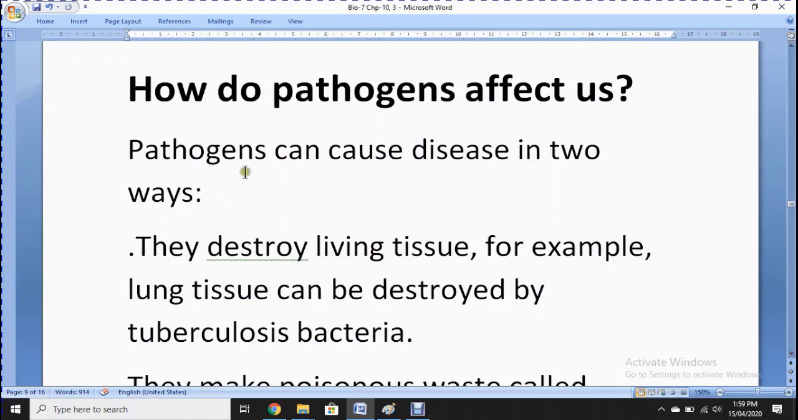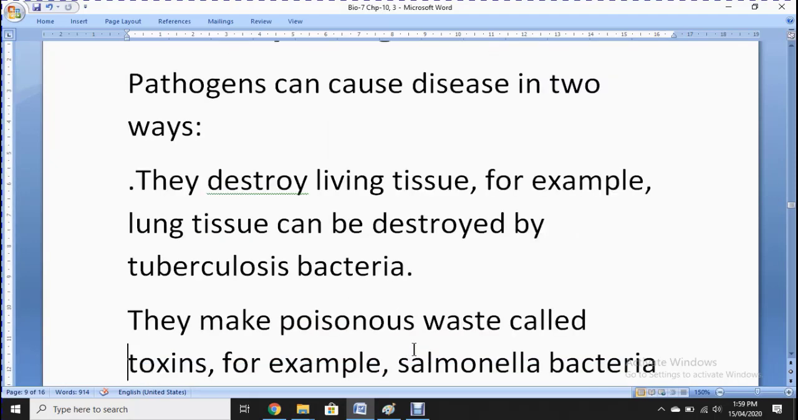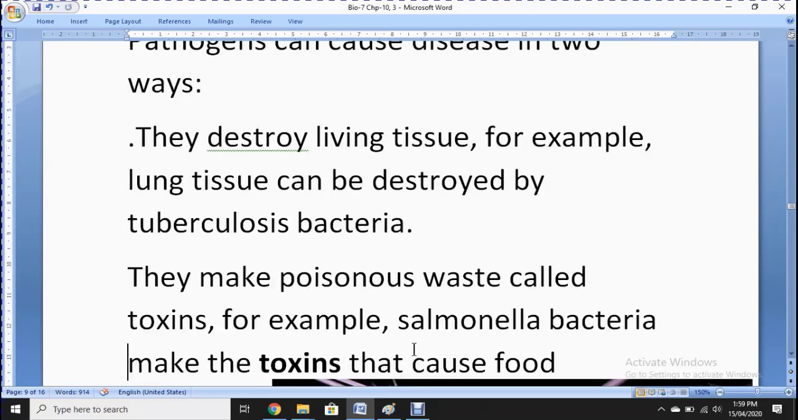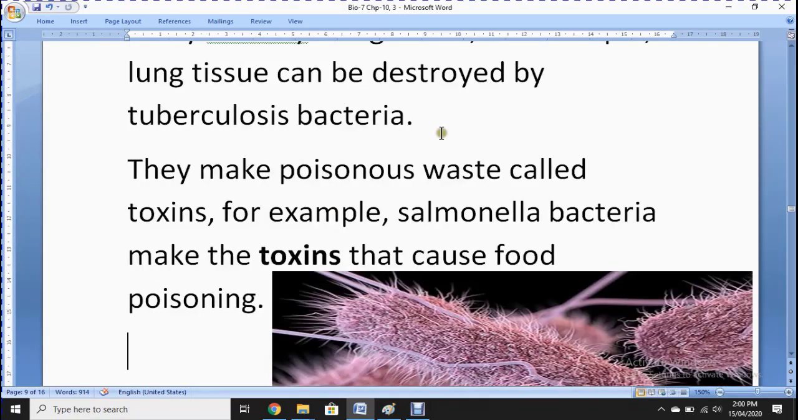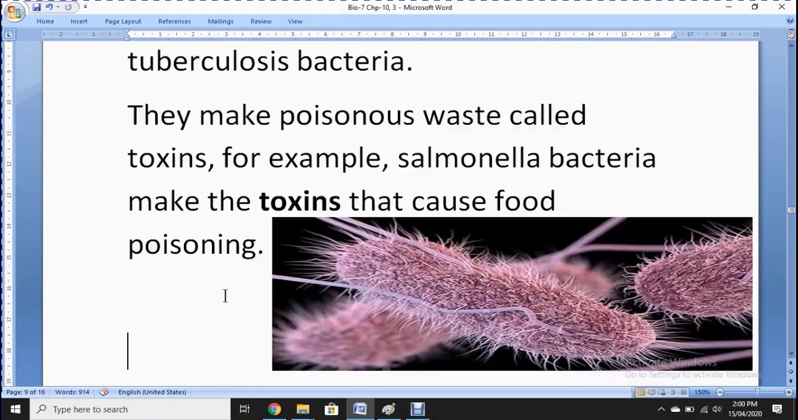Now, how do pathogens affect us? Pathogens can cause disease in two ways. Number one, they destroy living tissues. For example, lung tissue can be destroyed by tuberculosis bacteria. They destroy the cells and tissues and damage them badly. Number two, they make poisonous waste called toxin. For example, salmonella bacteria make the toxin that causes food poisoning. So this is a bacteria that can produce this toxin, and they can poison the food or make it bad.